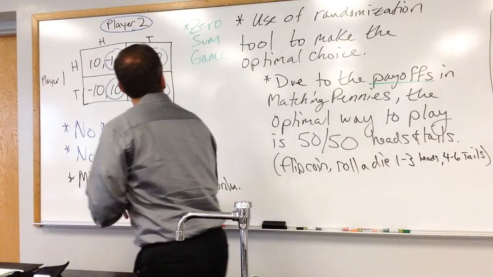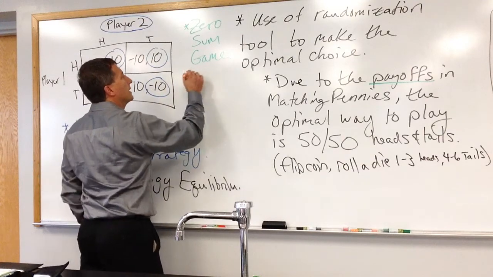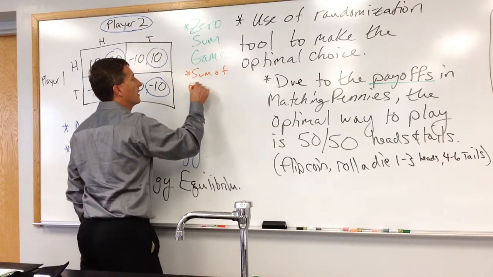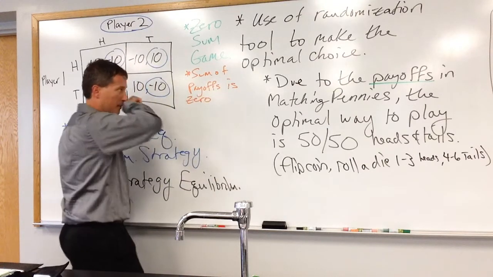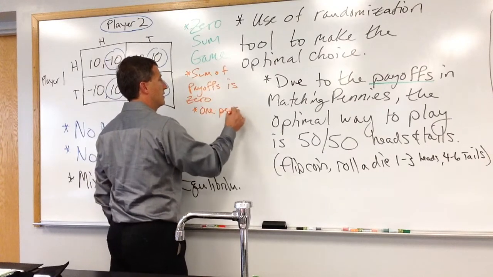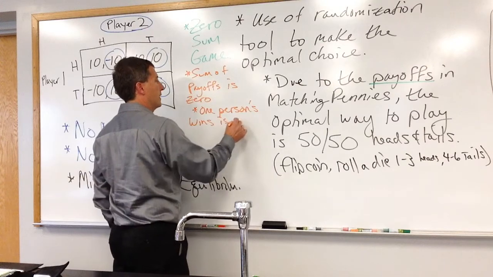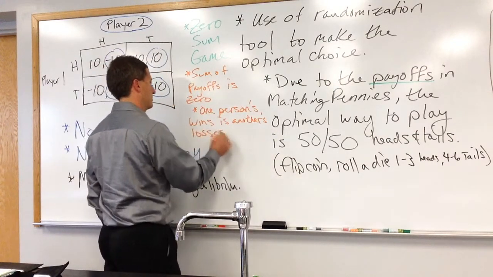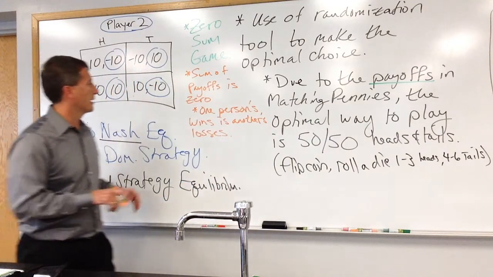Let me write down that zero-sum game thing just so you have that. The sum of the payoffs is 0. One person's wins is another's loss. Or losses, if there's a plural. One person's wins is another's losses.